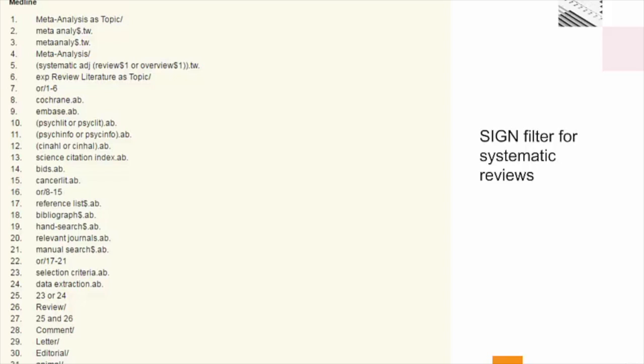So we have here some of the database names in lines 8 to 15, some of the database names that you might see mentioned in a search as part of a systematic review. Then below that there are some of the techniques used in systematic reviews, things like hand searching, and then other words that are signs a systematic review might have been undertaken, such as selection criteria and data extraction. And then there are some exclusions at the bottom of the filter. So this is a set of search terms that the authors have developed to try and find systematic reviews consistently across various other searches.